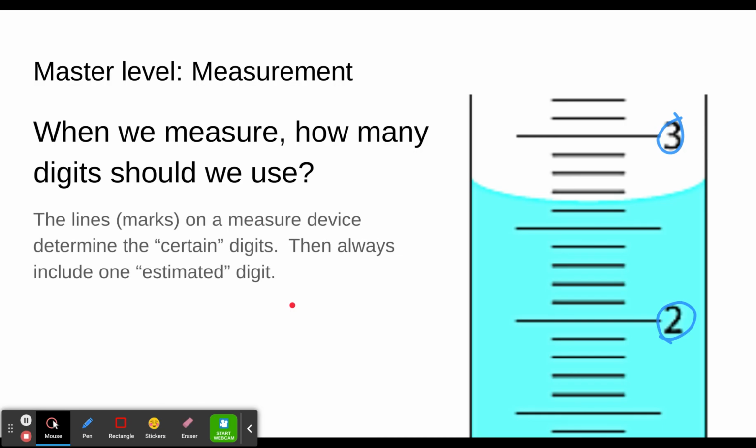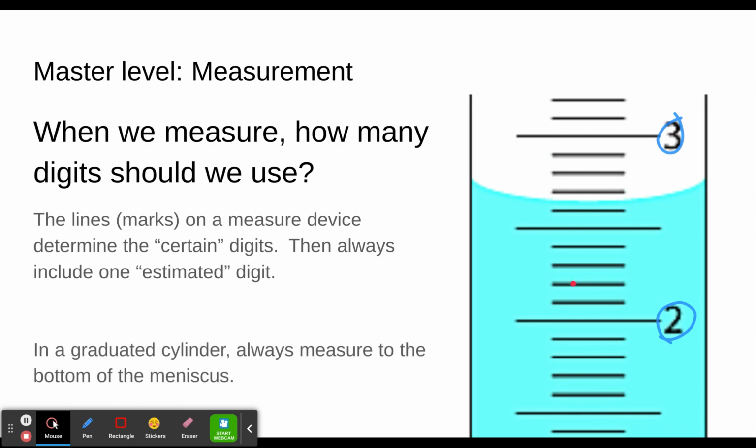it's going to be 2.5, but I forgot, first I wanted to give you the rules here. The lines or marks on a measuring device determine the certain digits. So like we were just going to say that the 2, the 2.1, 2.2, 2.5, the 3, those are all going to be certain digits. Then we always want one more digit, one estimated digit.